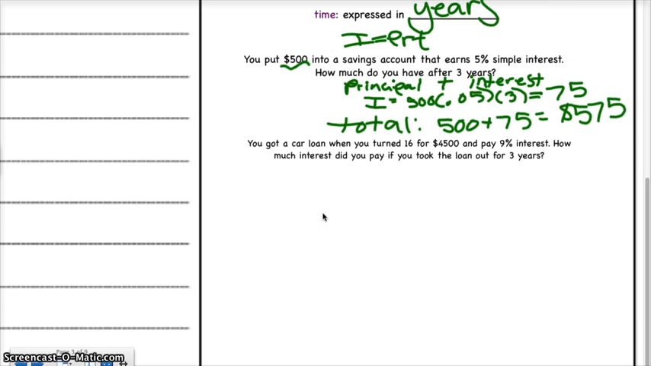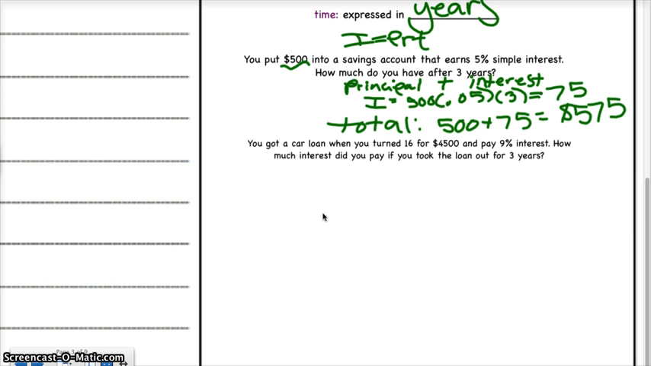Okay, you get a car loan. Let's say that you turn 16 and you're like, I kind of want to get this exact car, but your parents are like, I'm only going to chip in like $1,200. So you need to get a loan, right? And let's say you want to get a loan for $4,500. Well, the bank doesn't just give you $4,500. They are not just going to give it to you.